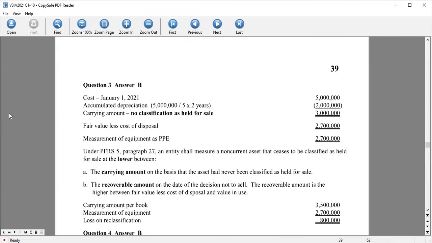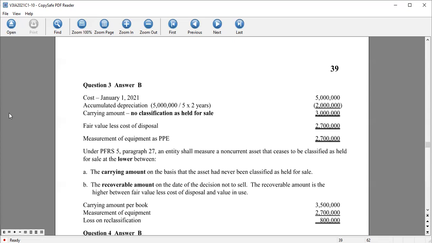Then question number 3, what amount should be included in profit or loss in 2022 as a result of the reclassification of the equipment to property, plant, and equipment? So in number 3, the cost on January 1, then accumulated depreciation for 2 years, the carrying amount, no classification as held for sale. In the event that it's a reclassification only. So we now get the fair value less cost of disposal for only 2.7 million. The measurement of equipment as PPE of 2.7 million.